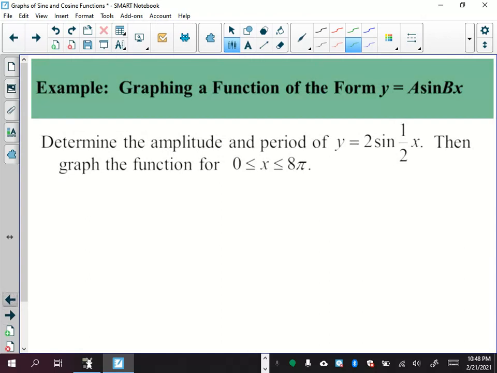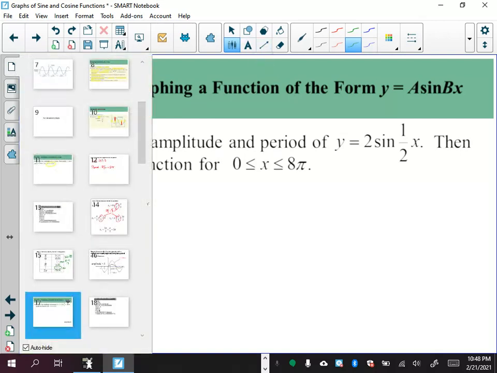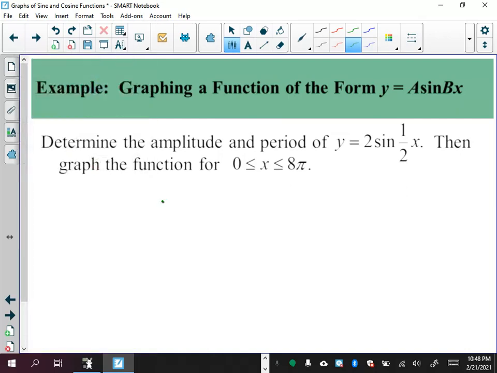All right. So now let's ramp this up a little bit. Instead of having just the amplitude, now we're going to have an amplitude and a period that we have to deal with. So we're going to determine the amplitude and period of this problem here. And then we're going to graph it in this basis right here. So again, the first thing that I'm going to want to do here is I need to find out what my period is and what my amplitude is. So start with the amplitude because that's the easiest.